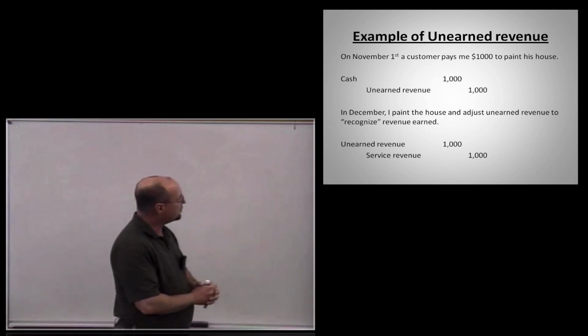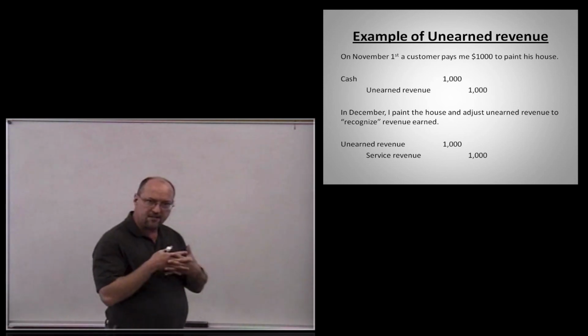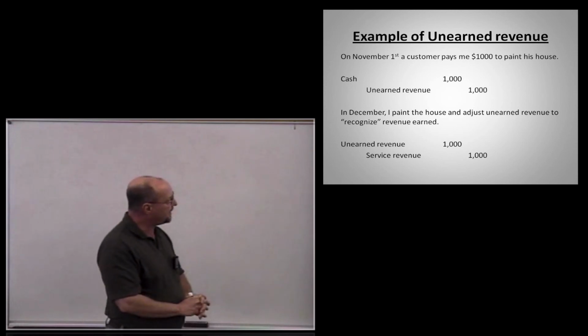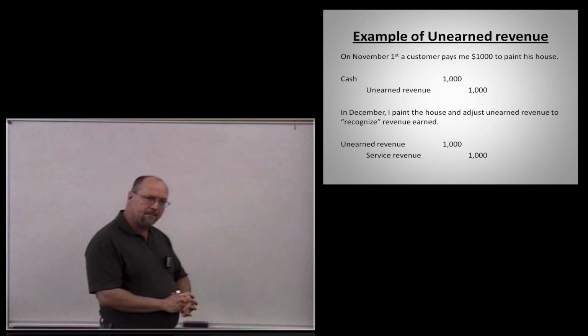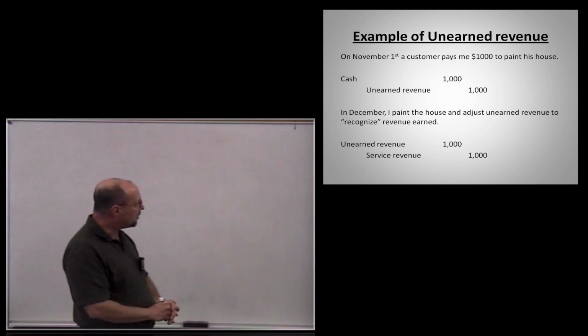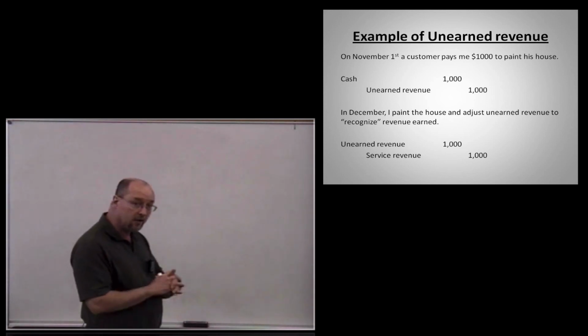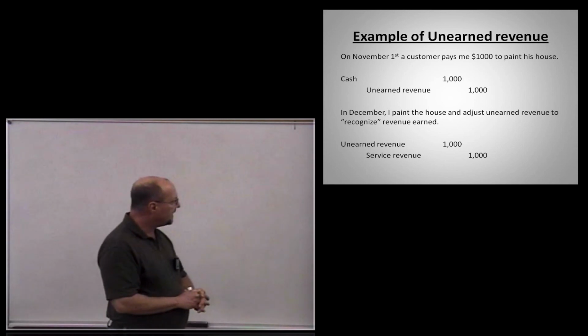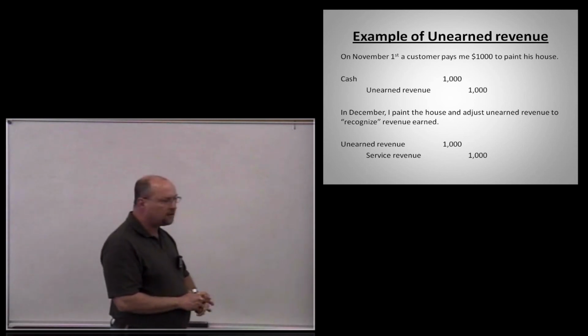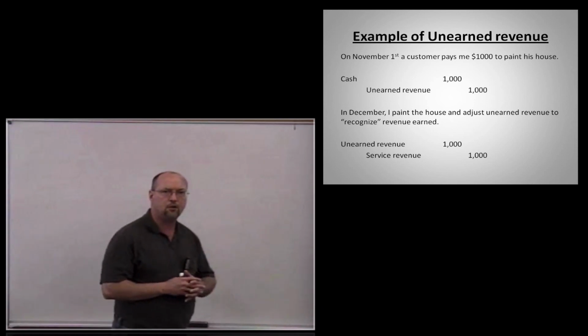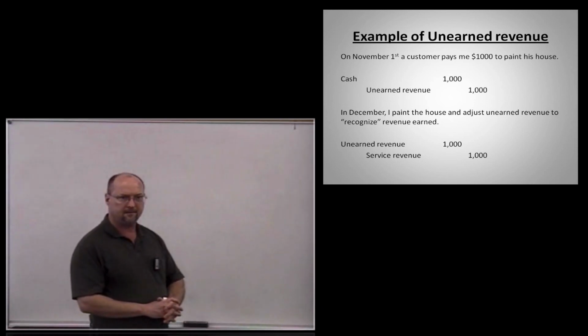On November 1st, a customer pays us, my company, $1,000 to paint his house. So I receive $1,000, I debit cash, and I credit unearned revenue for $1,000. Again, unearned revenue is a current liability. In December, the following month, I paint the house, and as a result, I've earned that money, so I have to record an adjusting journal entry.